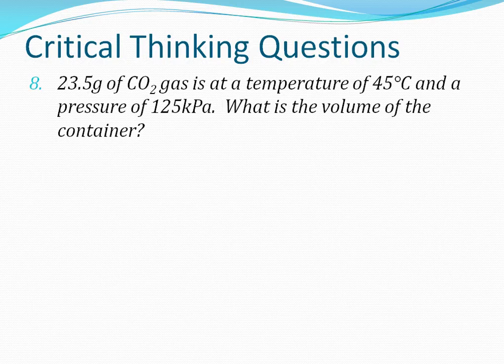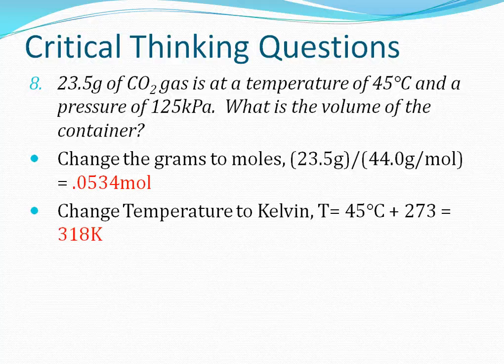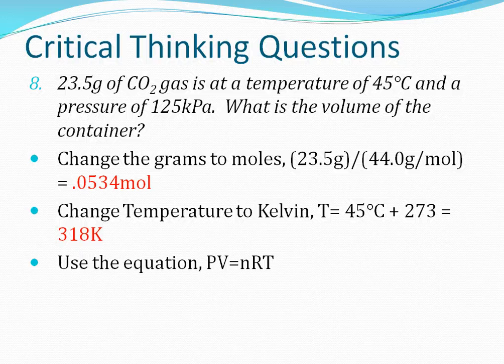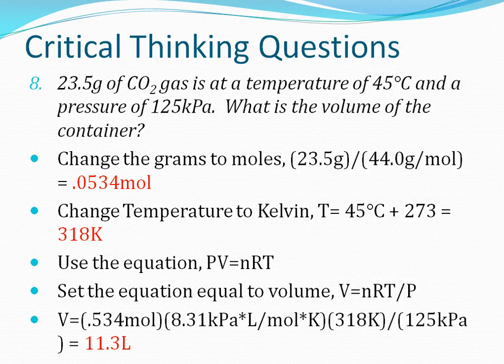23.5 grams of carbon dioxide gas is at a temperature of 45 degrees Celsius and a pressure of 125 kilopascals. What is the volume of the container? You change the grams to moles, which is 0.0534 moles. You change the temperature to kelvins. You use the equation PV equals nRT. You set the equation to volume. You plug in all of your variables, and you get 11.3 liters.